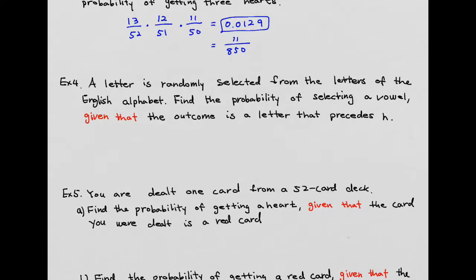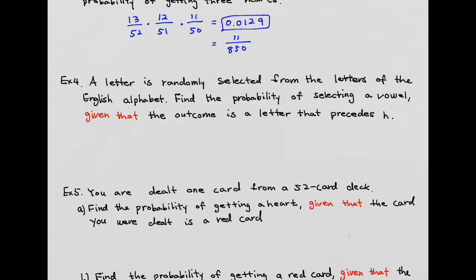Now we're going to look at conditional probabilities. When we're dealing with conditional probability, they like to use the words given that. So let's look at example 4. A letter is randomly selected from the letters of the English alphabet. Find the probability of selecting a vowel given that the outcome is a letter that precedes H.